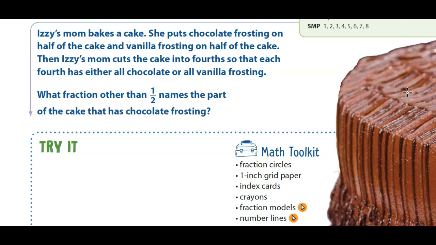Okay, so let's try it, okay? Read the math problem with me. You ready? 1, 2, 3. Izzy's mom bakes a cake. She puts chocolate frosting on half of the cake and vanilla frosting on half of the cake. Then Izzy's mom cuts the cake in fourths so that each fourth is either all chocolate or all vanilla frosting. What fraction other than a half names the part of the cake that has chocolate frosting?